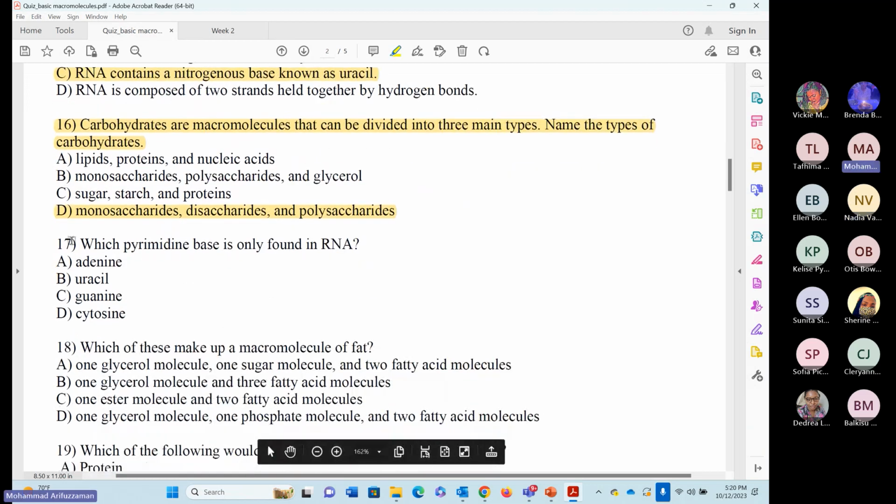Okay. So which pyrimidine base is only found in RNA? Is it B? Yes, uracil. So uracil is only present in RNA, not in the DNA. So this is one important difference between DNA and RNA.